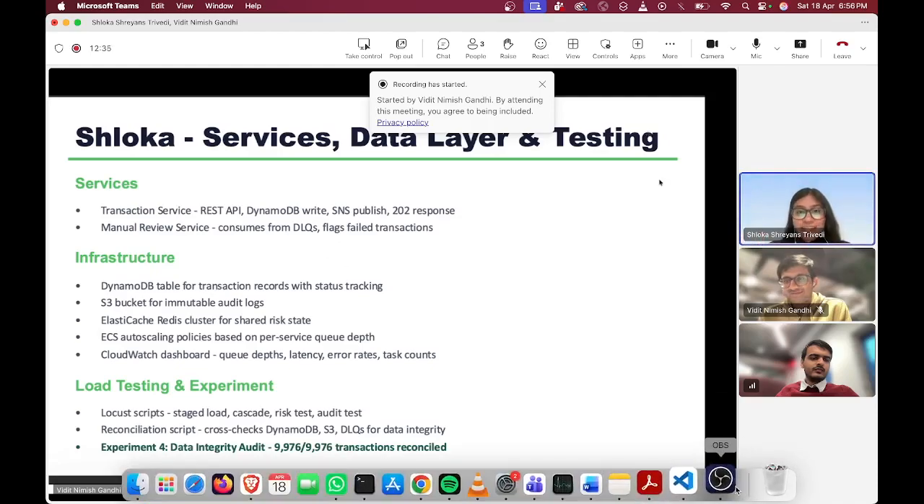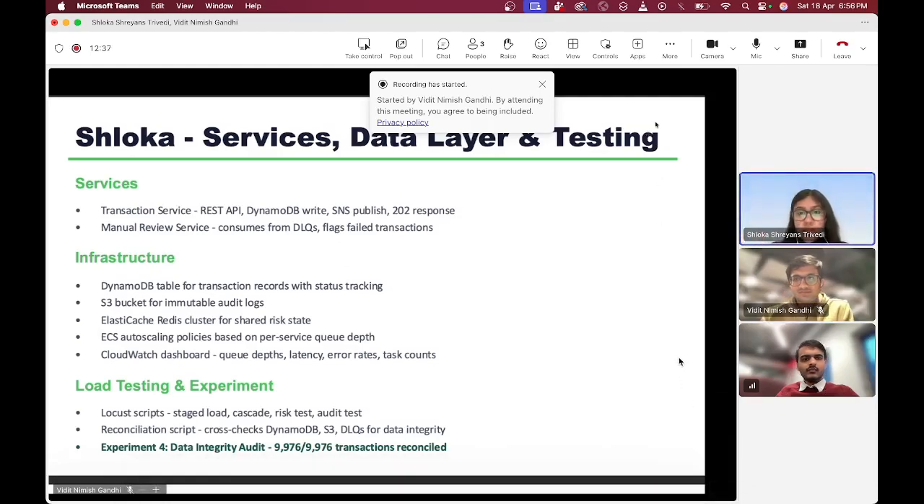Starting with the technology stack, we have all 8 services written in Go, and they are all running on ECS Fargate. We are using SNS for event fanout, SQS for per-service queues, DynamoDB for transaction storage, Redis for real-time state, S3 for audit logs, and CloudWatch for monitoring. My main contributions were the transaction service, the data layer, infrastructure components, and the load testing framework.